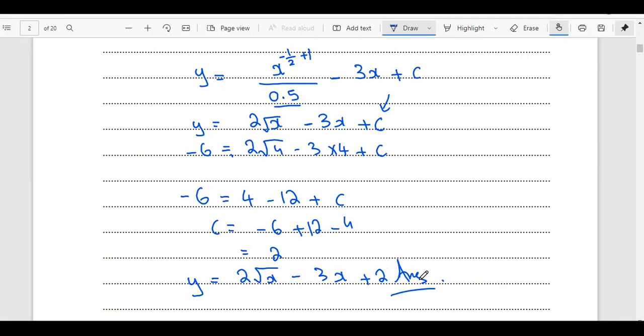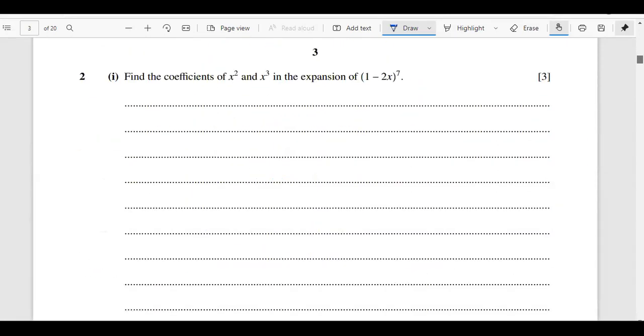Any doubts in this question, Vishal, Haris, Munja? Did you understand the idea completely? Yes, ma'am. Okay, very good.